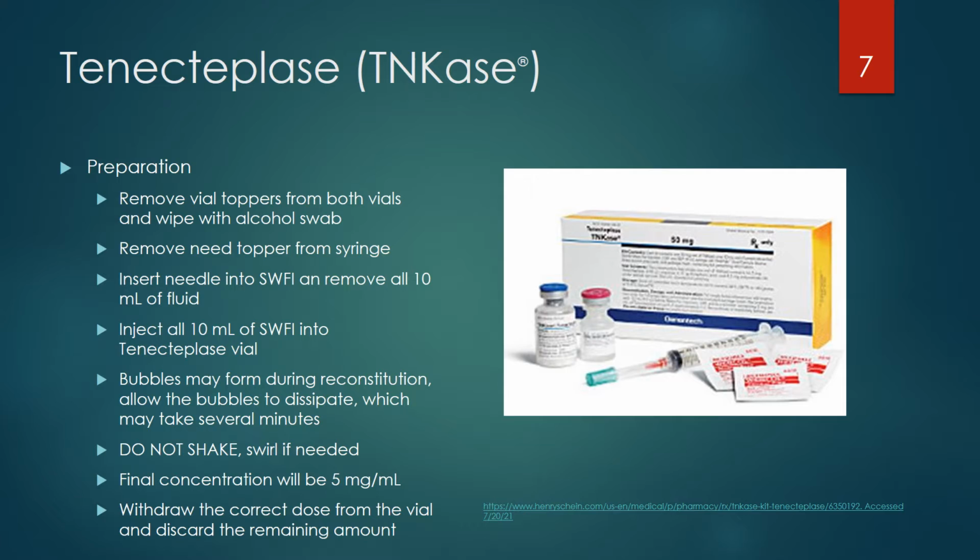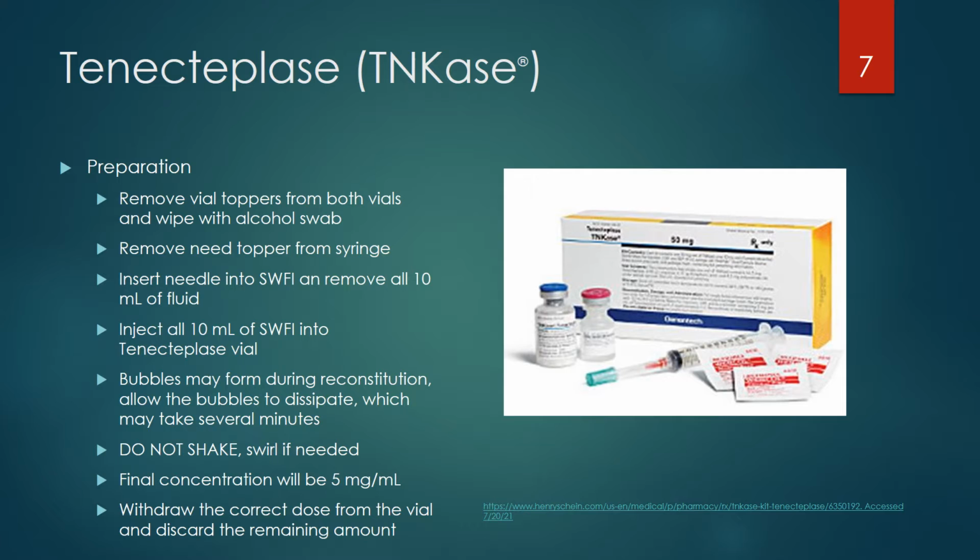Given that tenecteplase is a newer agent, one that many of us may not be as familiar with as far as preparation, I wanted to go through how we prepare or mix up the drug really quickly. Obviously the first step is we're going to remove the vial toppers from both the vials, and then you'll wipe the top with the alcohol swab as usual. Remove the needle topper from the syringe, then insert the needle into the sterile water vial and draw out all 10 mLs of the fluid. Inject all 10 mLs into the tenecteplase vial.